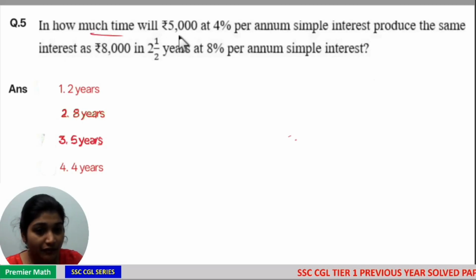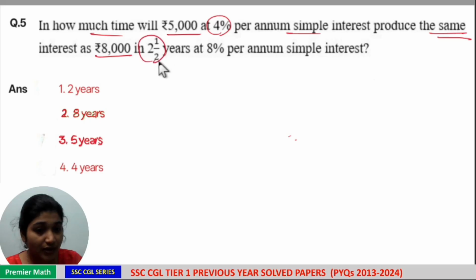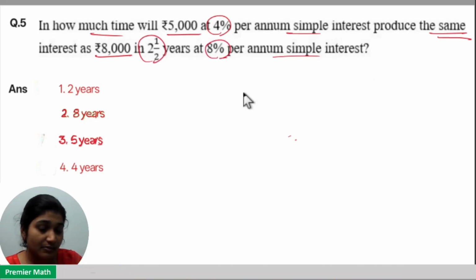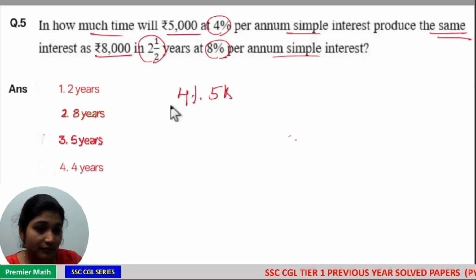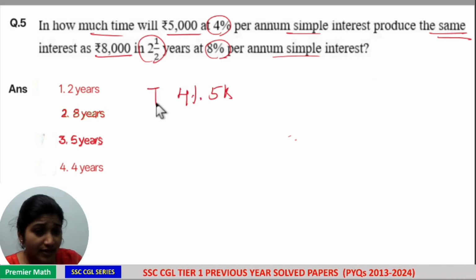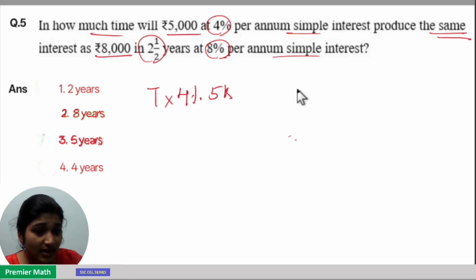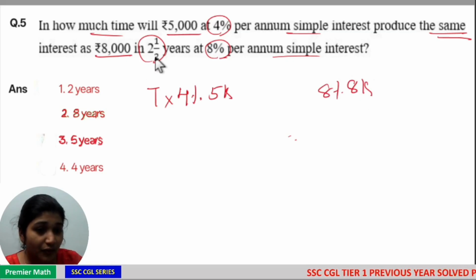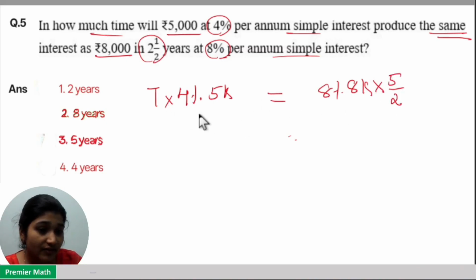In how much time will 5,000 at 4% per annum simple interest produce the same interest as 8,000 in 2.5 years at 8% per annum simple interest? Here the interest is the same. Now for 1 year, in the first case, it is 4% of the principal. Then for T years, it is 1 year interest into T years, which is the total interest received. Now in the second case, for 1 year it is 8% of the principal. Then for 2.5 years it is 1 year interest into 2.5 years. 2.5 years means 5/2 years. Now here the interest received in both cases is equal.